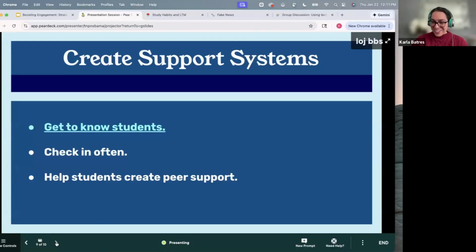So to end, I'll show you how I do the check-ins. I always ask a question at the end of class, but I also tell students if there's anything you want me to know, if you're struggling with something, put it here because I will read it.